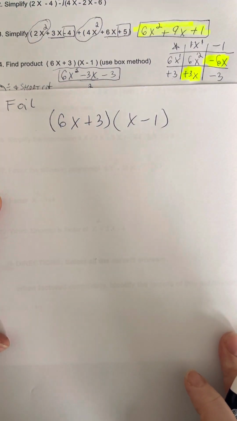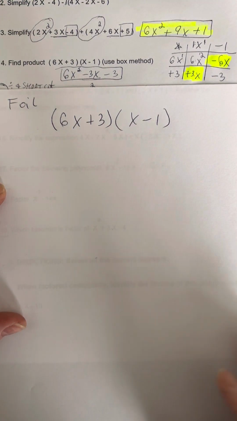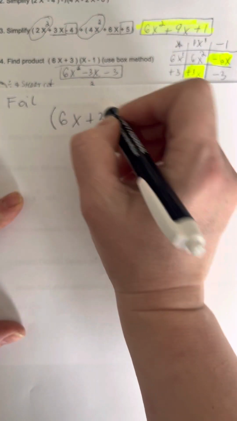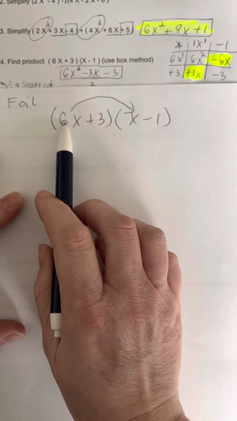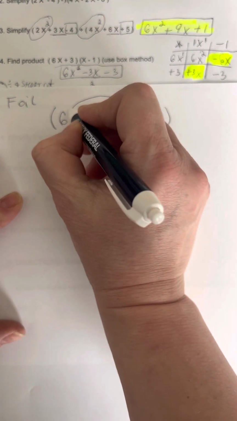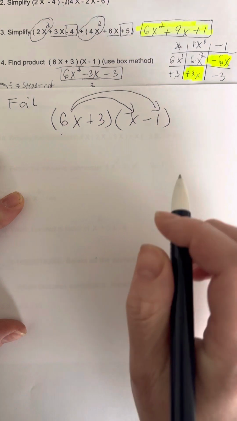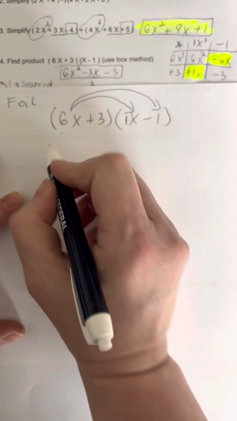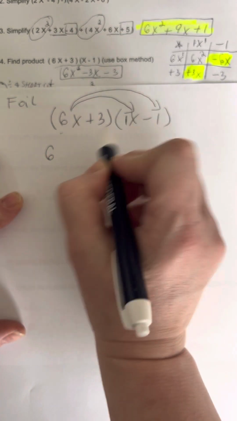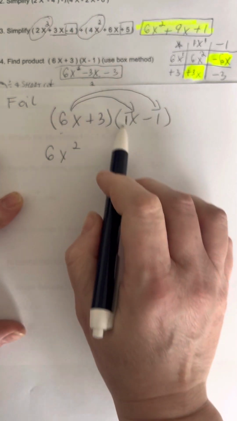So it's called FOIL. Not many people like this way, but I will teach either way, whatever works. So we're going to multiply first term with the first term and first term with the second term. So let's do that first. So 6x times, put a 1 there, makes life easier. 6 times 1 is just 6. And x times x, x squared. So you're done with this first term.